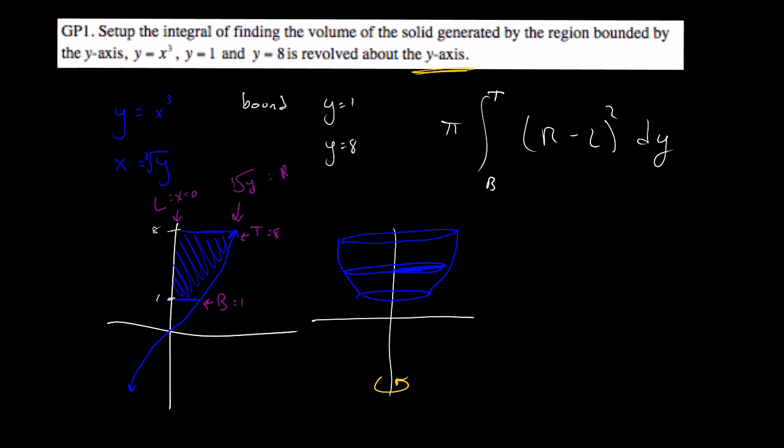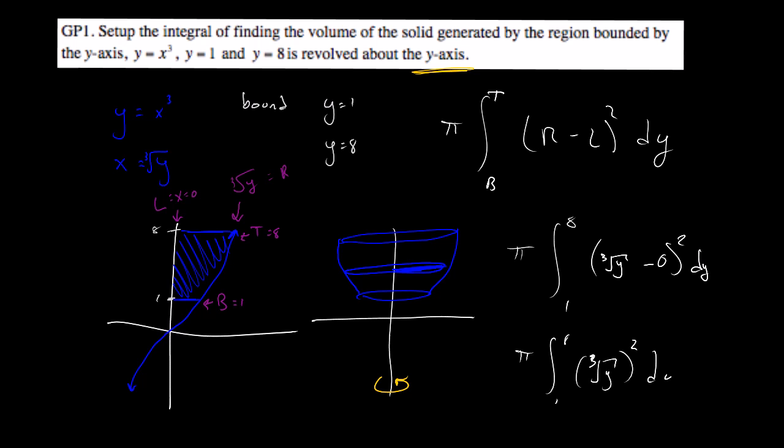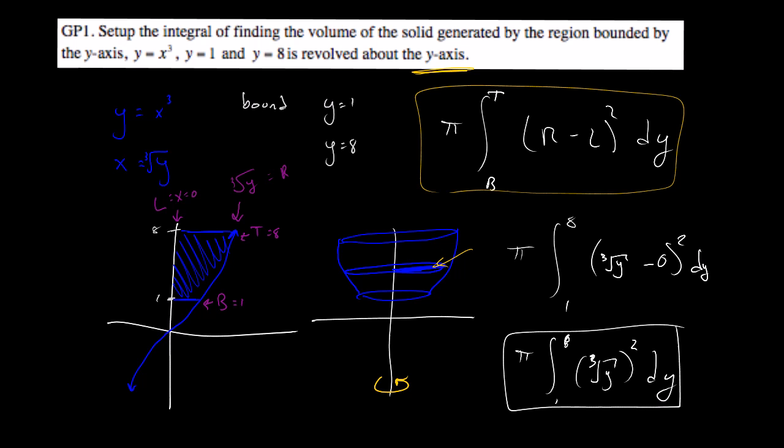So now we just need to fill that in. We have pi times the integral from our bottom, 1, to 8 of our right, which is the cube root of y, minus our left, which is 0, squared, dy. Simplifying, that's the integral from 1 to 8 of the cube root of y, quantity squared, dy. And that's what you got. The key is remembering whether you're doing horizontal or vertical and knowing which function that is, and you can tell that by the radius. Then you come over here and fill in your different pieces, and there you go.